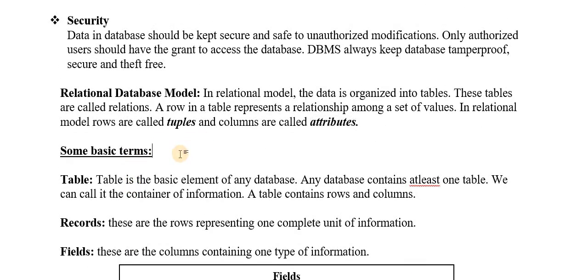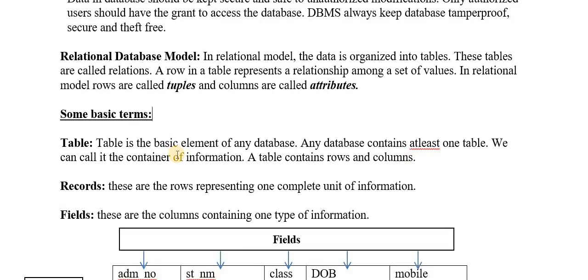So, some basic terms, like table. You know what a table is? A table is a collection of rows and columns. In a database, the table is the basic element of any database. Any database contains at least one table. If you are creating a database, first you have to create a table. Without a table there will be no database. So we can call it the container of information. Your information is stored in the table, that's why we call it the basic element of any database.